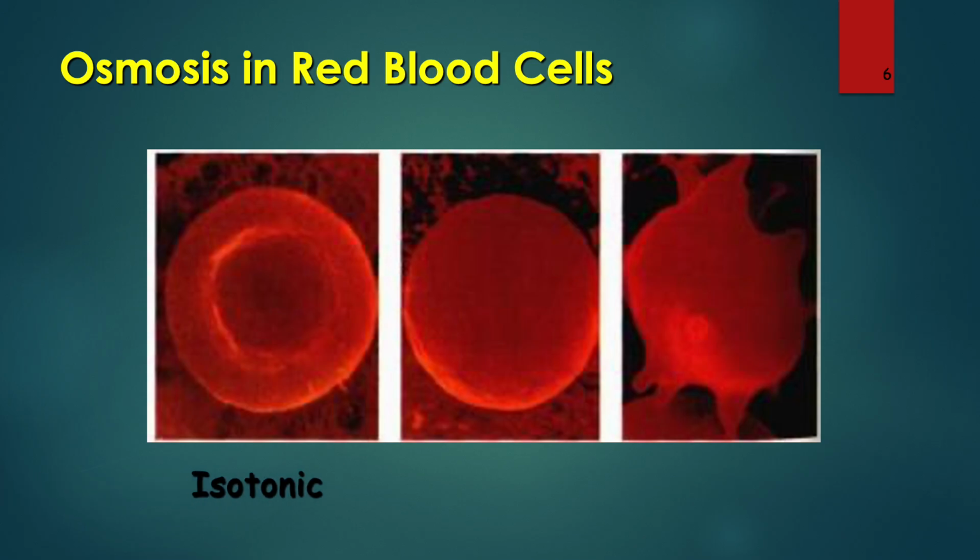The second diagram is showing a cell that has gotten plumped up. It's gotten bigger. Water has moved into the cell. It's gotten bigger like a hippo, so it's hypotonic. And then the third one is showing that a cell is beginning to shrivel. Since the cell is getting smaller, water is moving out of the cell. That's hypertonic.